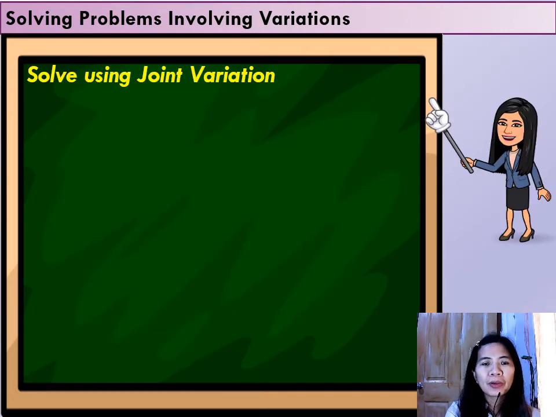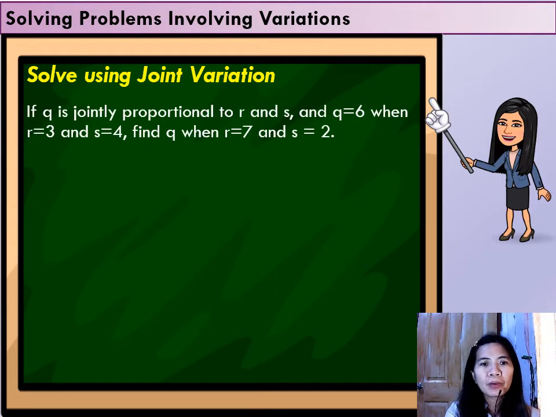Okay, we are going to solve using joint variations. If Q is jointly proportional to R and S, and Q is equals to 6 when R is 3 and S equals 4, find Q when R equals 7 and S equals 2. So we have here the statement Q is jointly proportional to R and S. So our equation is Q equals K times R times S.